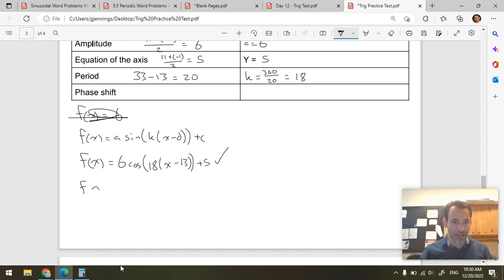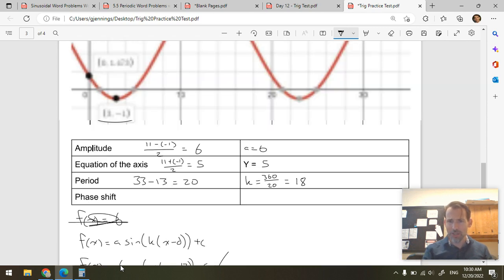Or here's another one. F of x is equal to 6 cosine of 18 times x plus 7, plus 5. That one would also work. I can also use a negative a transformation. I could say f of x is equal to -6 cosine of 18 x minus 3.